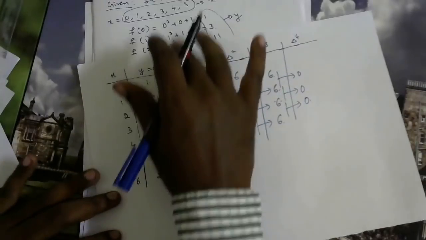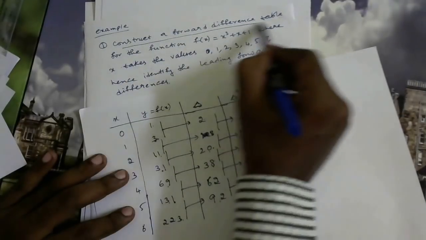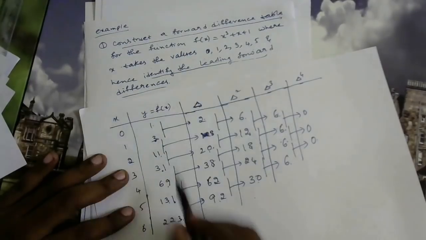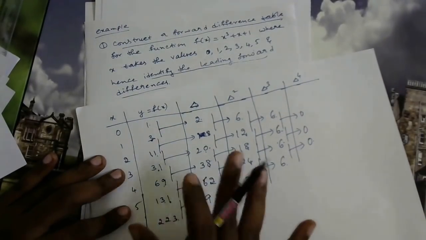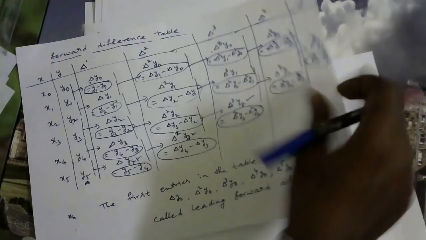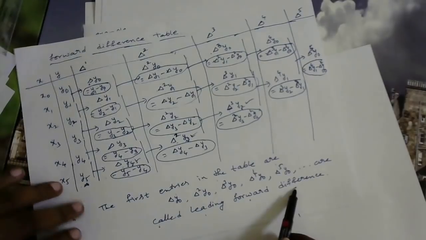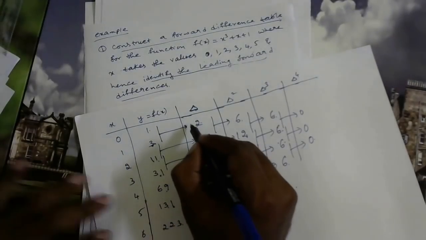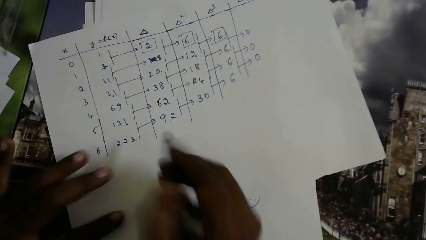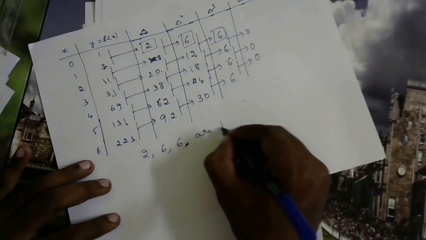Now you have constructed the forward difference table. So it's over. Now what do you have to identify here? The leading forward differences. Leading forward differences means the first entries in the table. Look here, I show: the first entries in the table are called leading forward differences. So here the first entries in the table are 2, 6, 6, and 0.